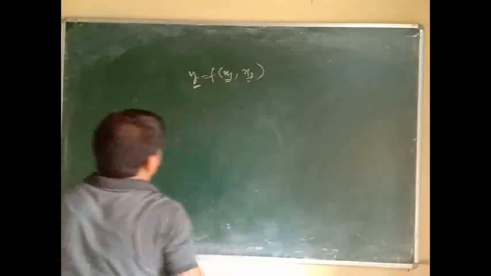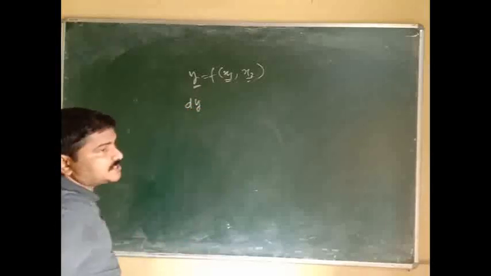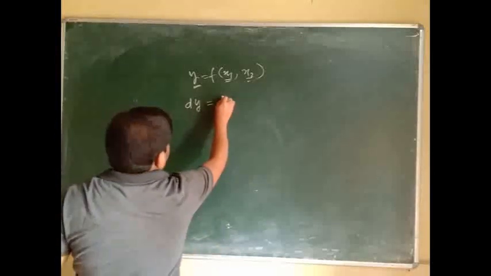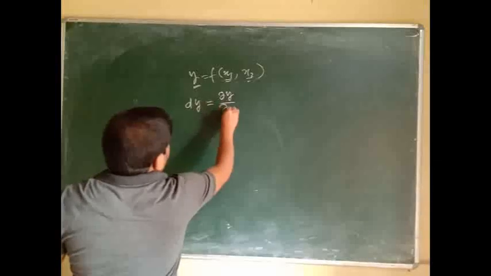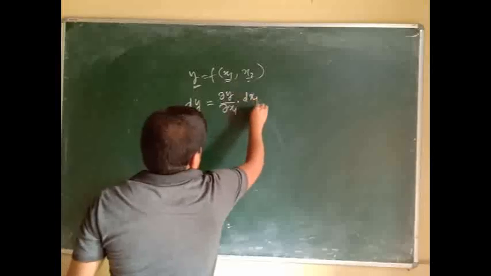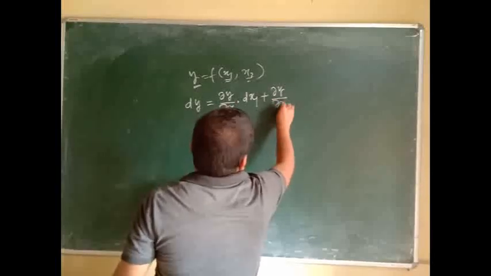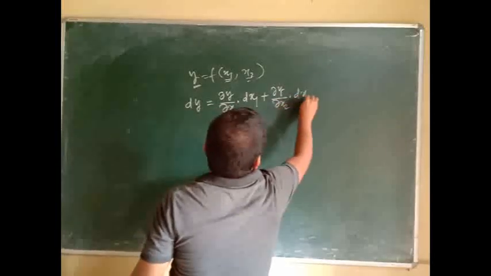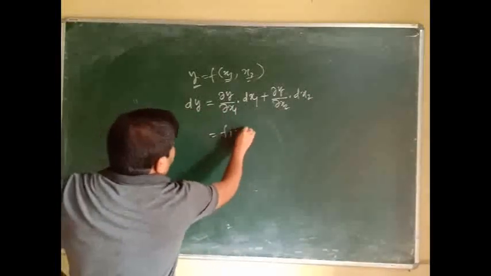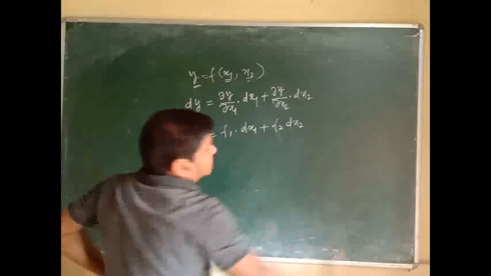So total differentials are given by dy. So dy stands for total differential, and it is given by the partial effect of change in x1 on y, that is del y by del x1 into total change in x1, plus the partial effect of x2 on y, that is del y by del x2 into total change in x2. So that is basically f1 into dx1 plus f2 into dx2.